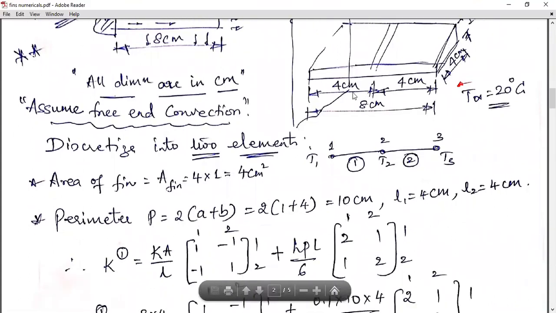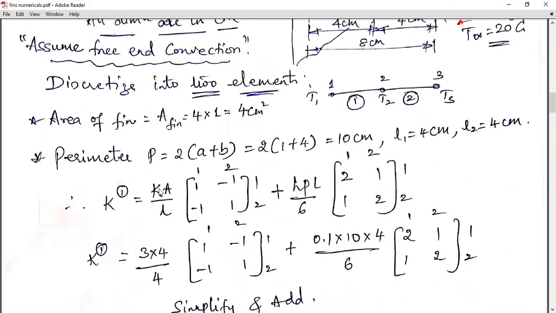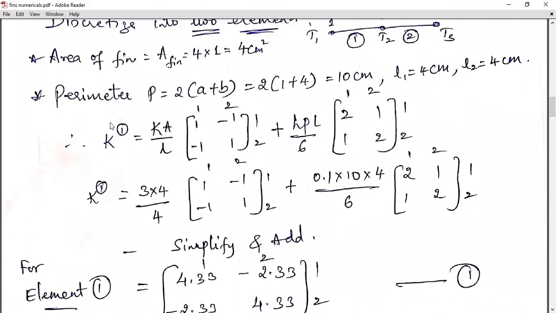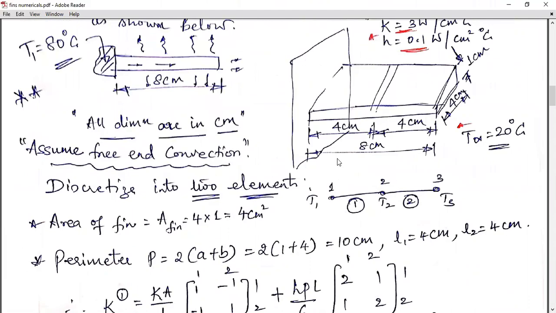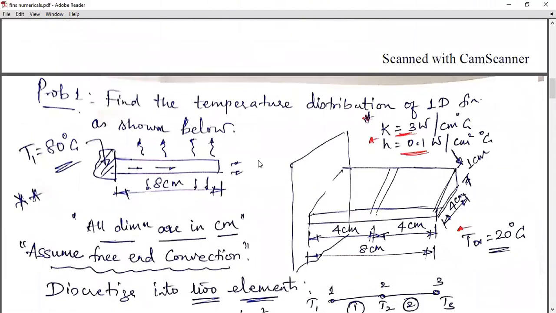L1 for the first element is 4 centimeter, L2 for the second element is 4 centimeter. Look at this 1D discretization: T1, T2, T3 are nodal unknowns, temperatures. One is the first element, second element, 1, 2, 3 nodes. Now for the first element, we will write the matrix. It's the conductivity plus convection matrix, because the rate of heat transfer is conduction plus convection.